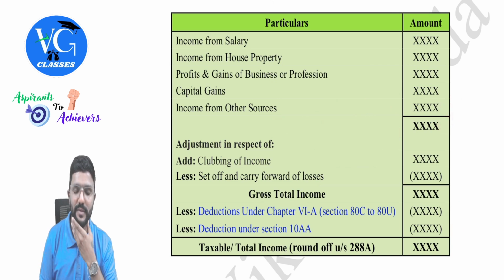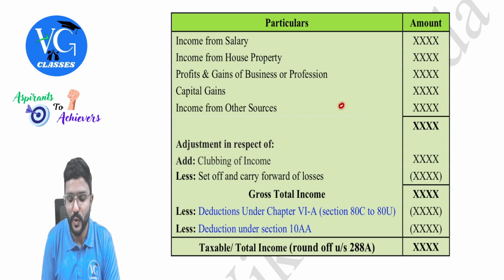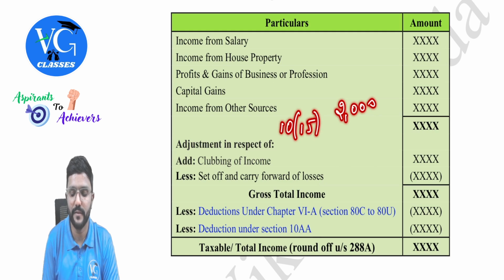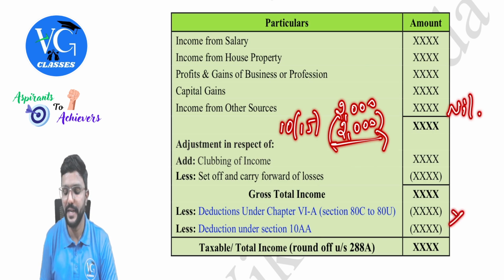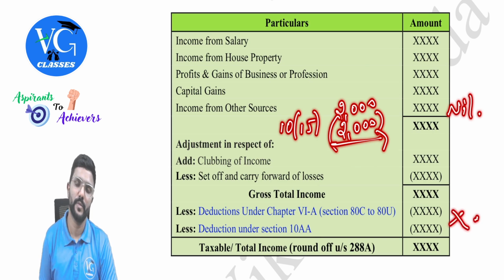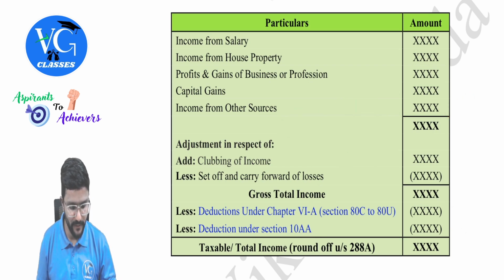Now, sir, assume the interest on savings deposit with post office is only 2,000. Then claim full exemption under 10(15), which is 2,000. So nothing is included in the income under the head other sources. So can I claim any deductions for this? No. Yes, sir. So please be careful.